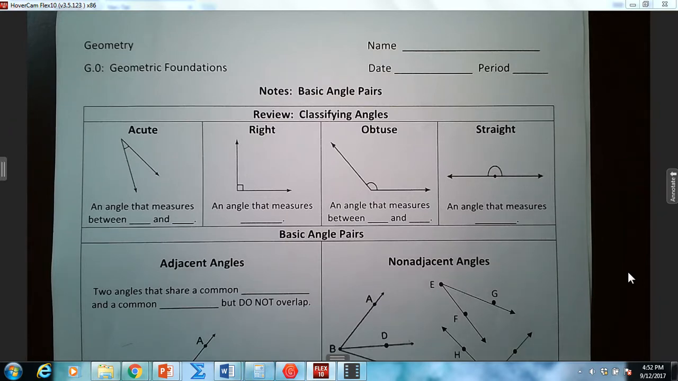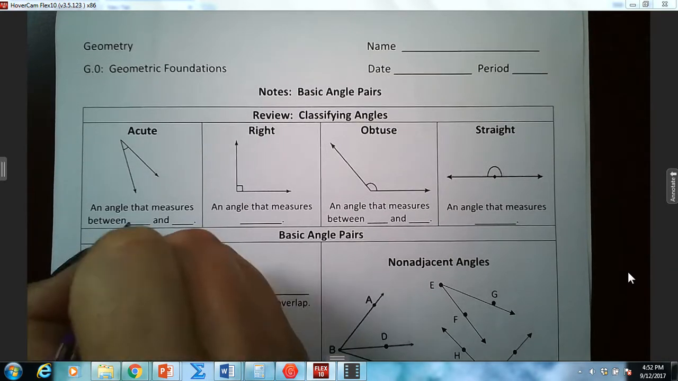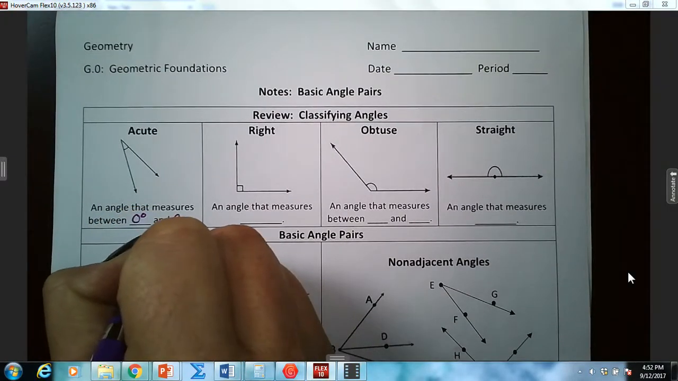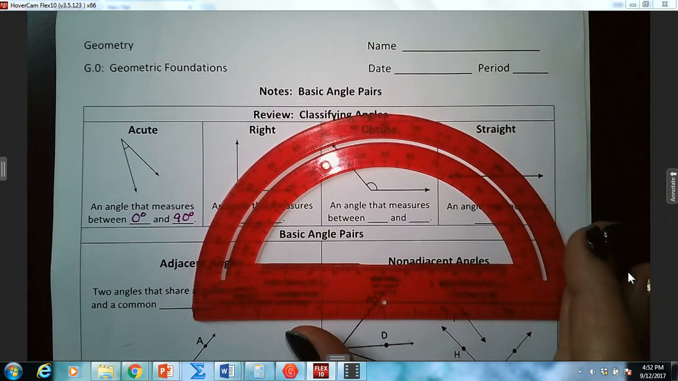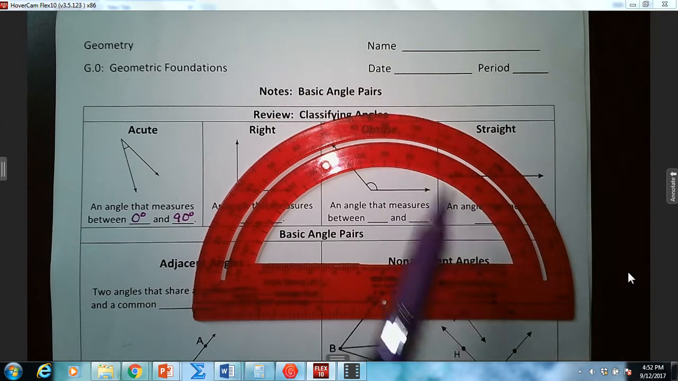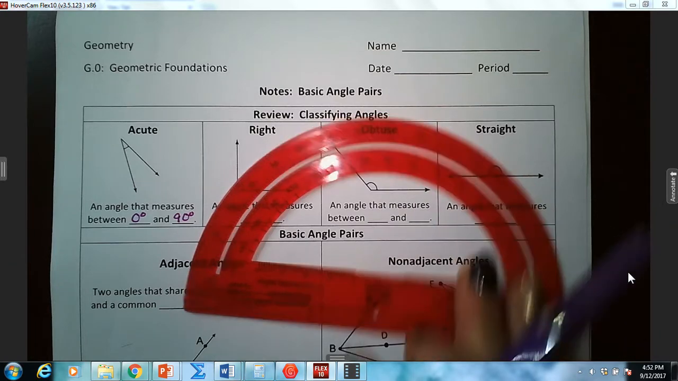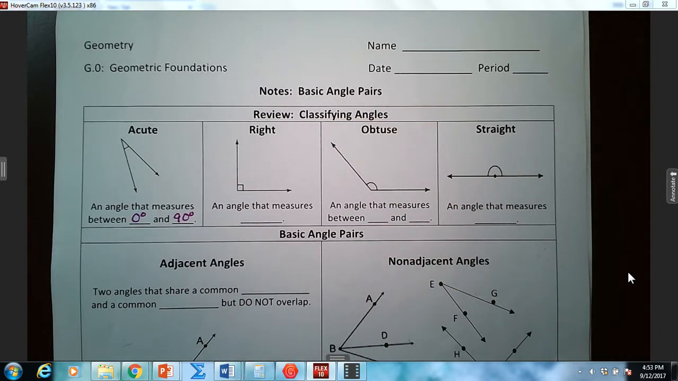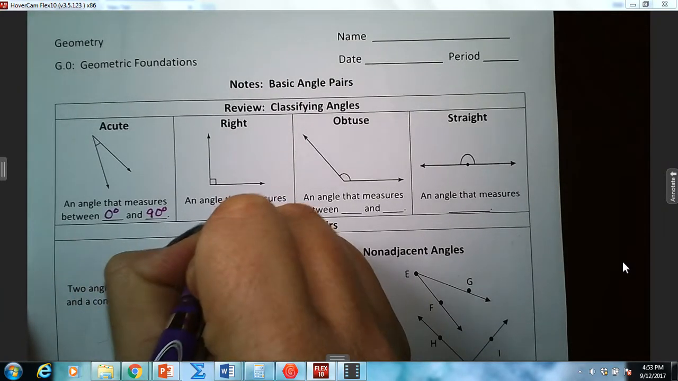Okay, so for an acute angle, let's see what you came up with. An acute angle is an angle that measures between 0 degrees and 90 degrees. If I get out my protractor here and show you my protractor again, 0 degrees is way down here and 90 degrees is up here. So anything that's less than 90 degrees is an acute angle. A right angle is an angle that measures exactly 90 degrees.